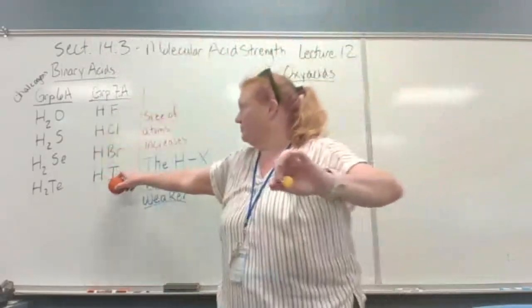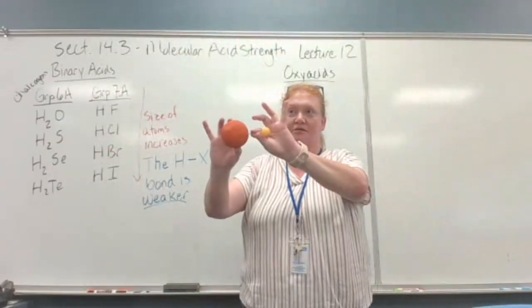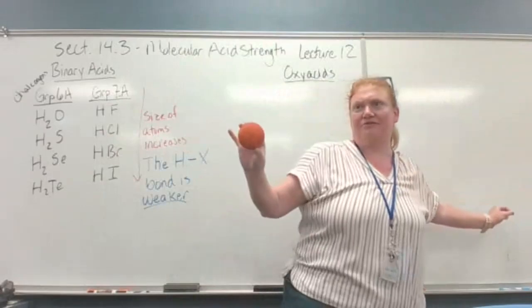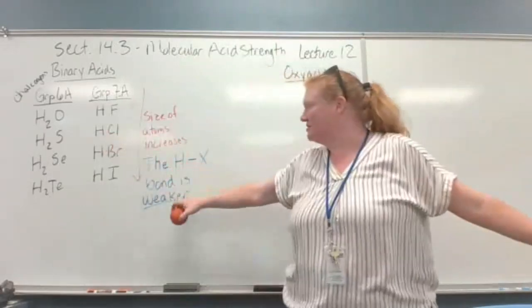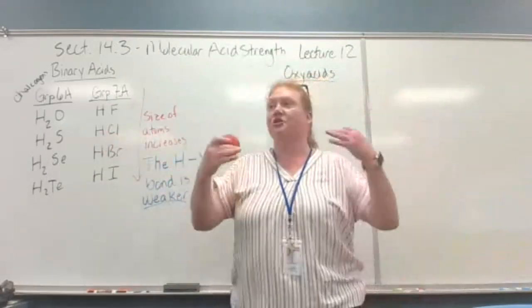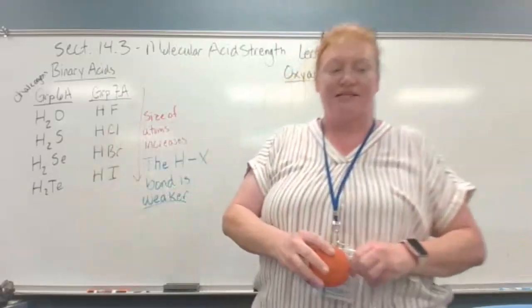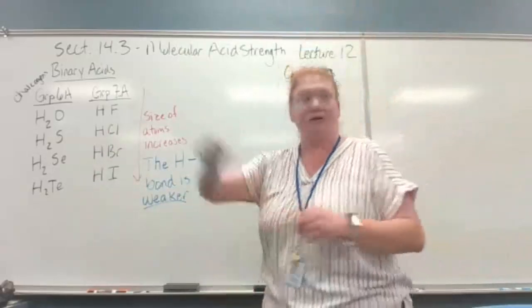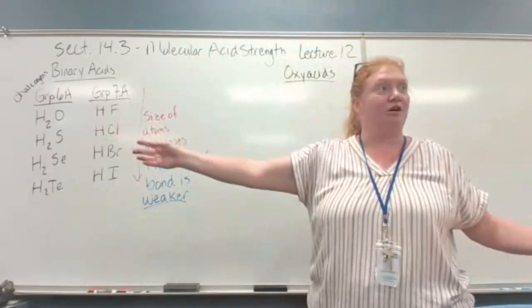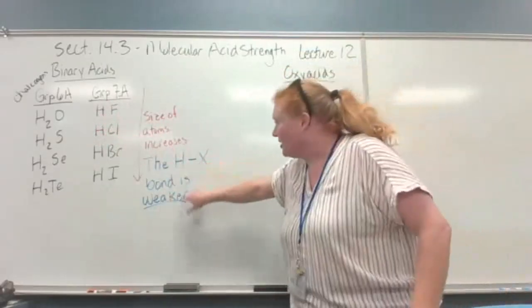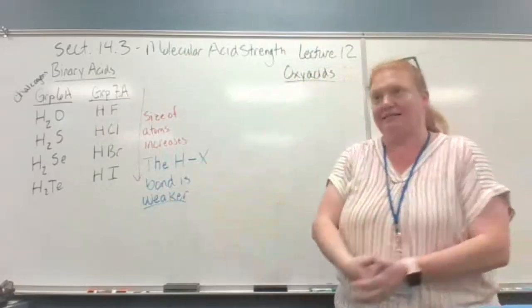Get to something even bigger, and this H is real easy to come off. The bigger it is, the weaker this bond is, the easier the H+ comes off. And isn't that what makes something an acid? When the H+ comes off, acid. The weaker this bond, the stronger the acid.